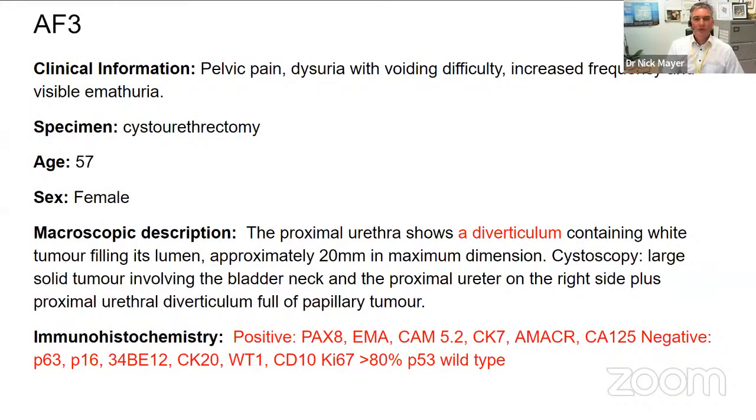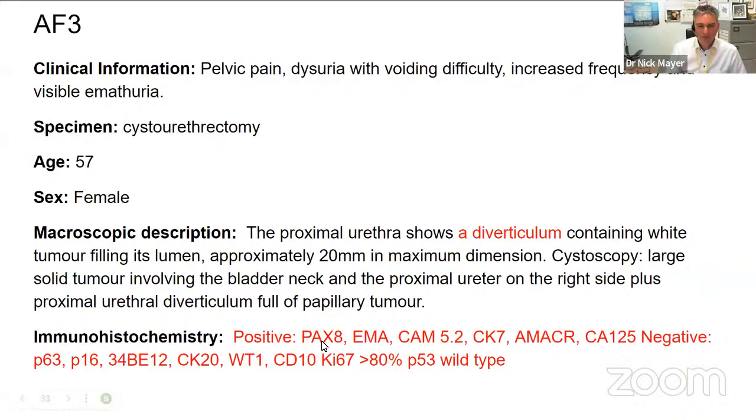Right, on to number 3. So this was a cystourethrectomy specimen in a woman who presented with some lower urinary tract symptoms, and it showed a urethral tumor which was arising in a diverticulum, which is probably of relevance as we get stuck into this. And we were given not only immuno, we were given an awful lot of immuno in this case.